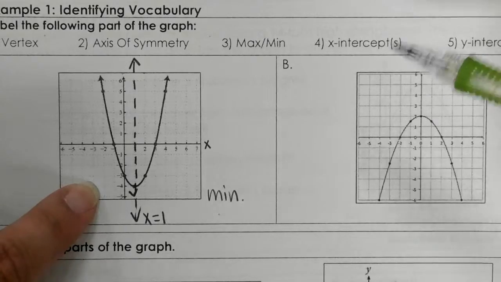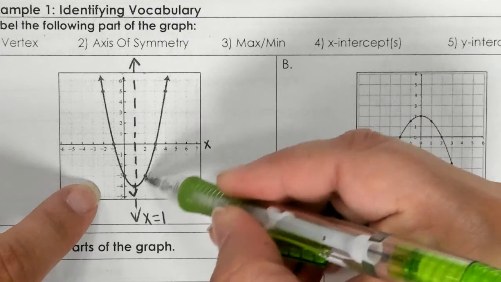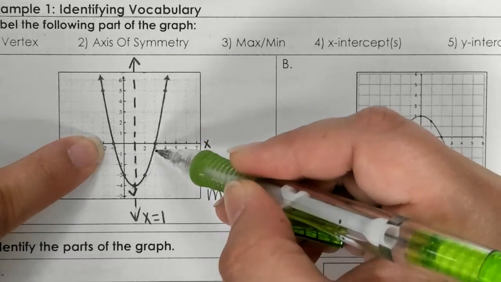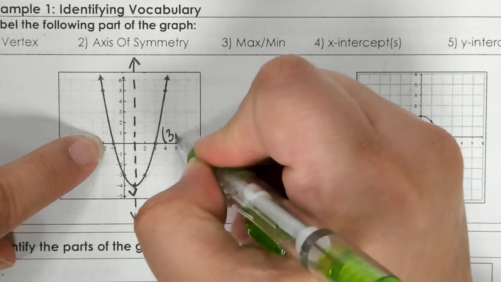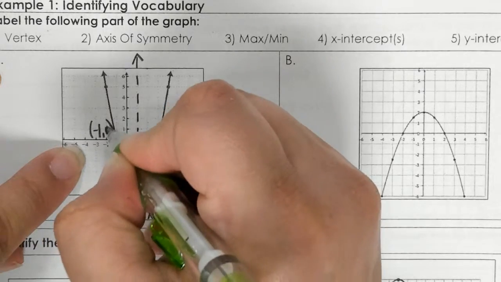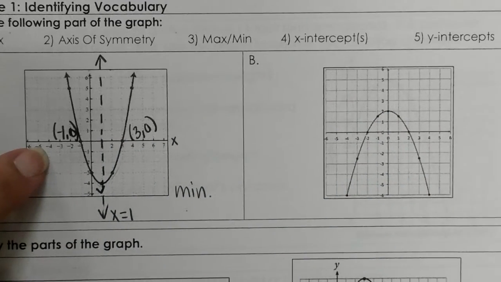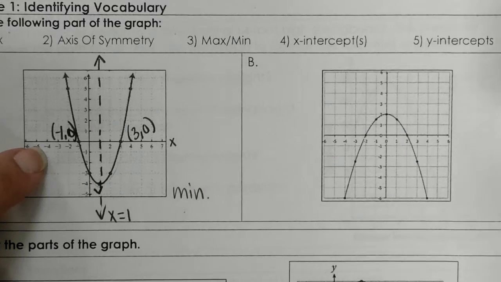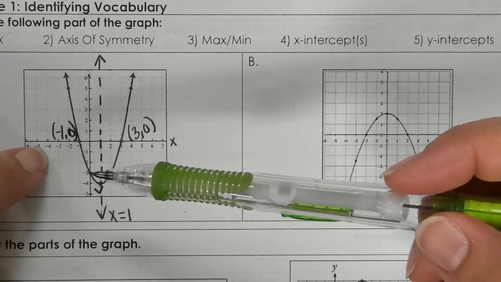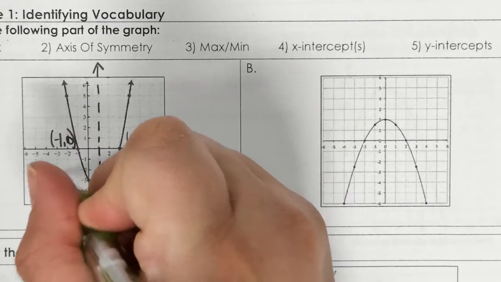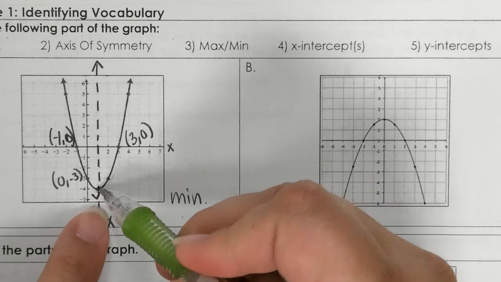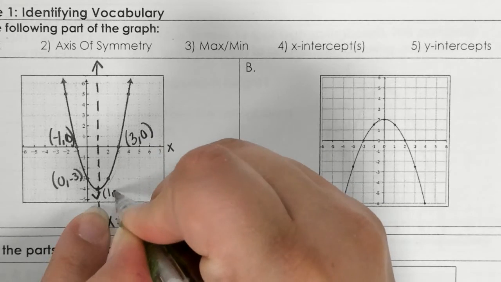The x-intercepts, those are where this parabola crosses the x-axis. So right there and right here. So at 3 and -1, so we would say that is (3, 0). And this point would be (-1, 0). And then number 5, what is the y-intercept? So where does the parabola cross the y-axis? It crosses right here at -3. So that would be (0, -3). And let's go ahead and figure out the point for the vertex. That point would be (1, -4).